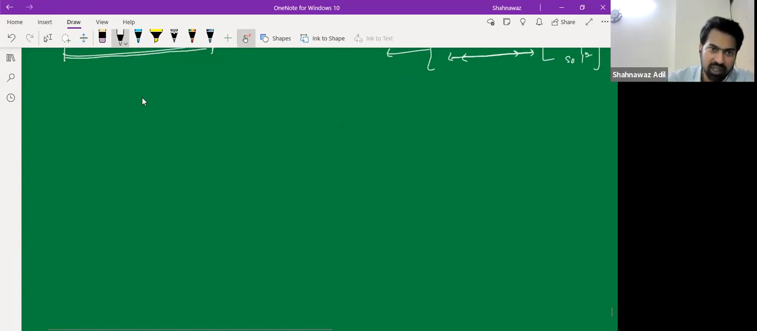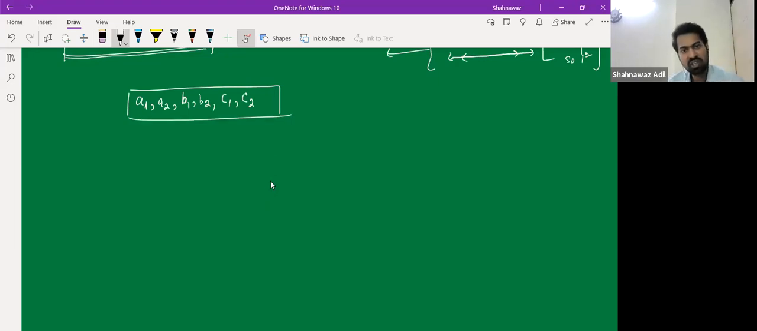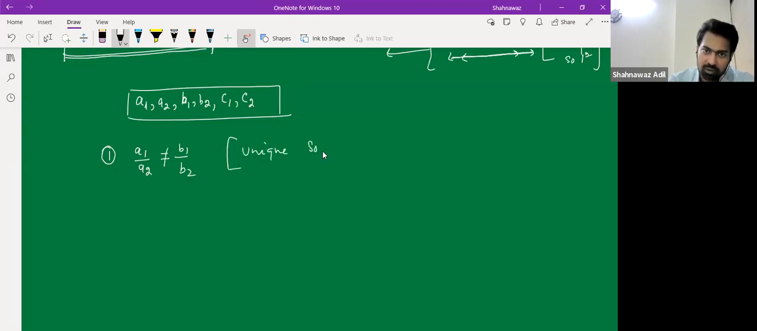So we have A1, A2, B1, B2, C1, and C2 coefficients. By looking at the coefficients, we can say whether the solution is unique, or not possible, or we have many solutions. The first condition is the unique solution: if A1 by A2 is not equal to B1 by B2, then this is a unique solution.